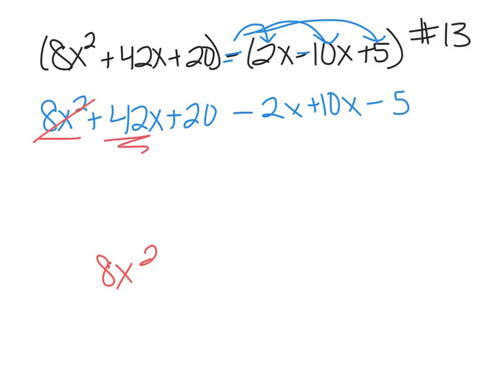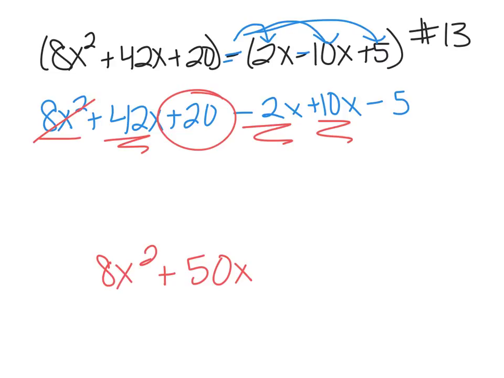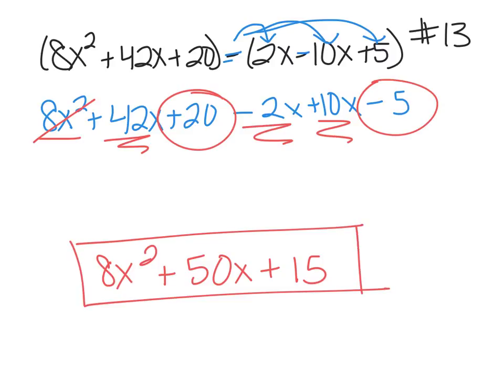Next, I have an x term, an x term, and an x term. So I'm going to take 42 minus 2 plus 10, and I get positive 50 with the label of an x. Last, I have 20 minus 5, which is a positive 15, for my final answer.